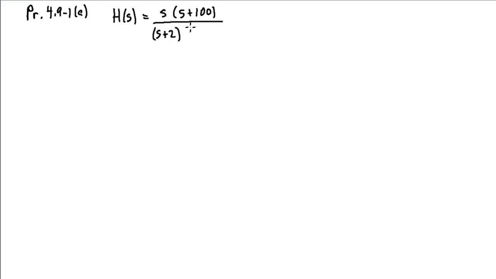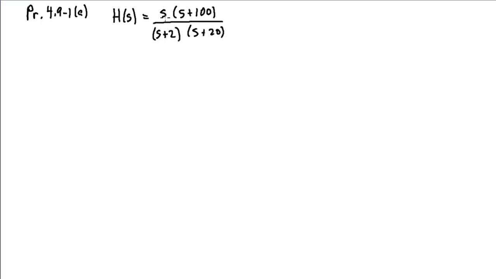Now let's look at an example of creating a Bode plot. We'll work through problem 4.9-1a, where we're given this transfer function. H of s is equal to s over s plus 100 over s plus 2 times s plus 20.